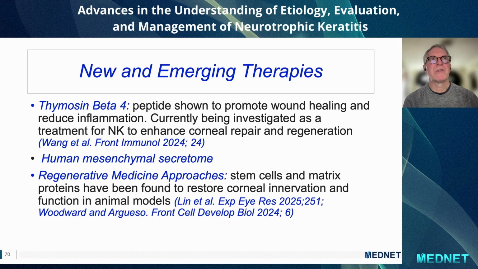There are some new and emerging therapies in the works. Some of these are currently in clinical trials. One of those is thymosin beta-4, a peptide shown to promote wound healing and reduce inflammation. It's under investigation, as I mentioned, for NK and to enhance corneal repair and regeneration. There's also human mesenchymal secretome for persistent corneal epithelial defects, many of which have a component of NK, and regenerative medicine approaches, including use of stem cells and matrix proteins that in animal models have been found to restore corneal innervation and function.